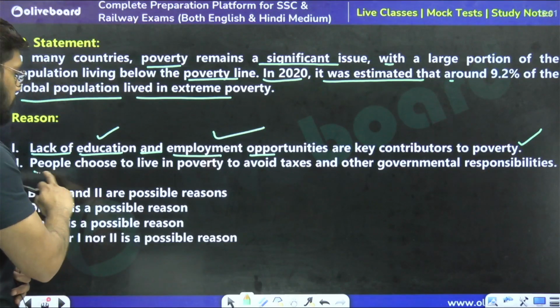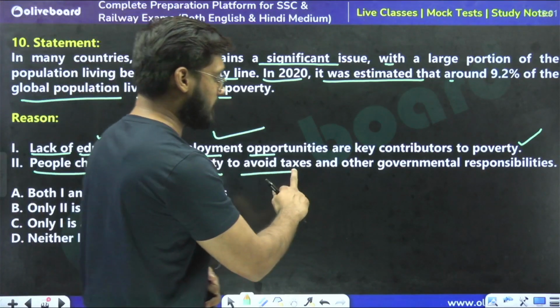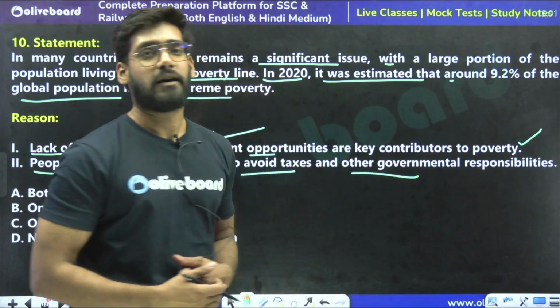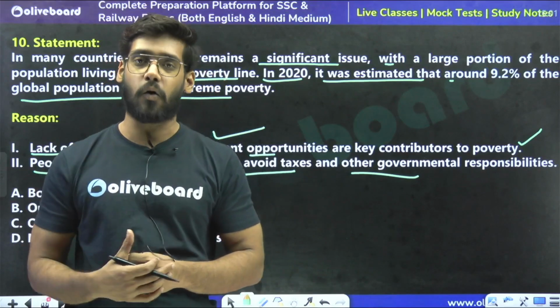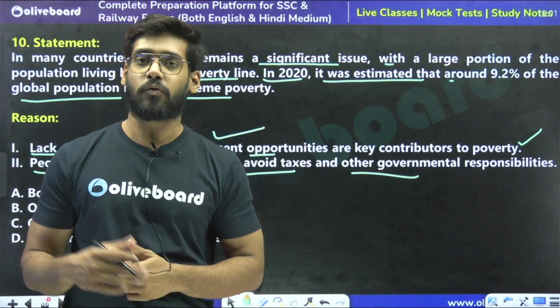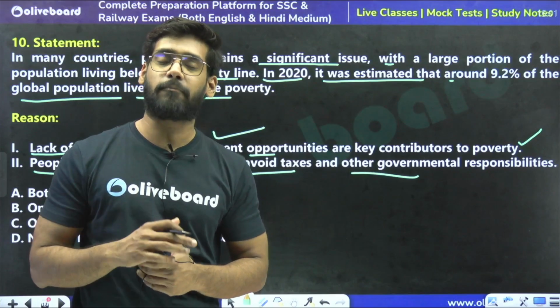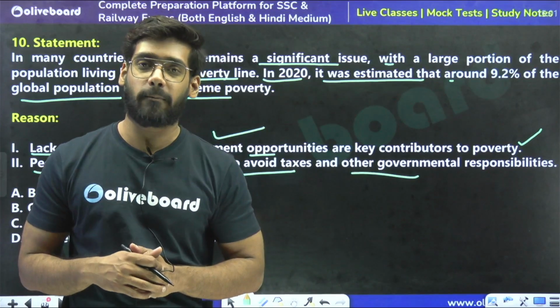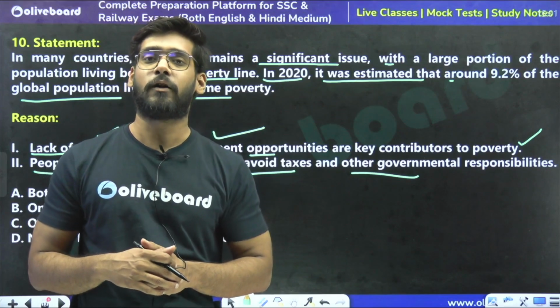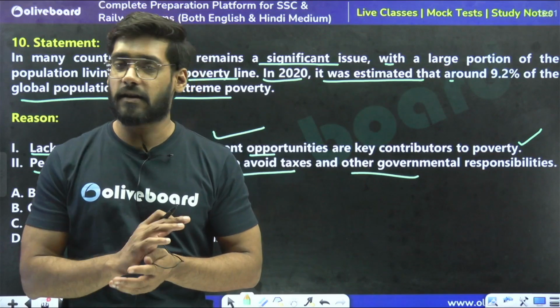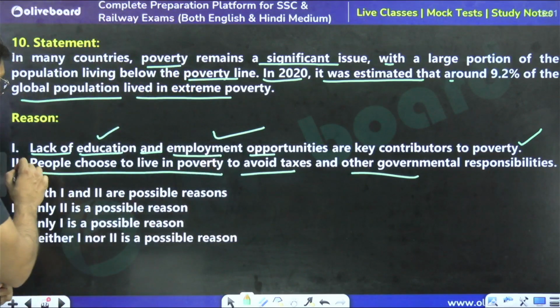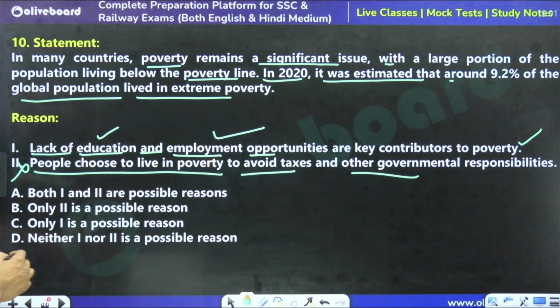Second one, people choose to live in poverty to avoid taxes and other government responsibilities. It means the second reason is trying to say that I am willing to live in poverty, I am willing to beg, I am willing to live on the road because I don't want to pay taxes. What kind of sense is this? This does not make any sense, and hence the second is wrong. Only one is a possible reason, and hence C is the right answer.